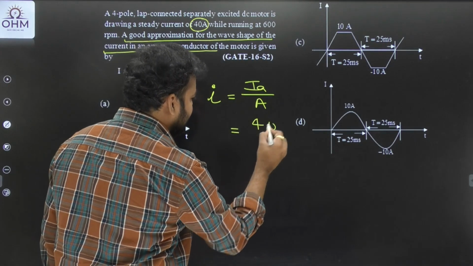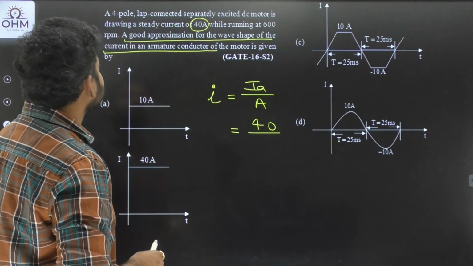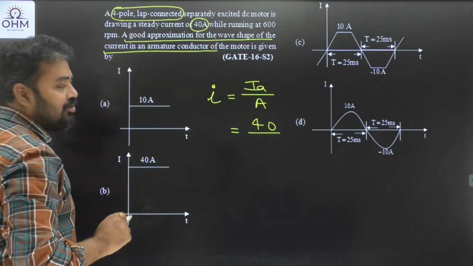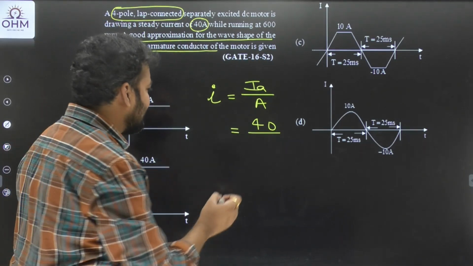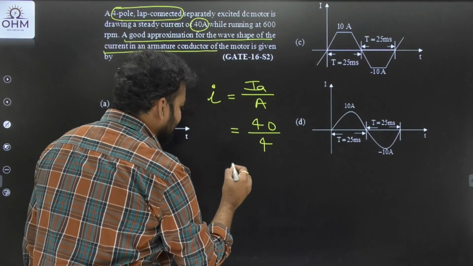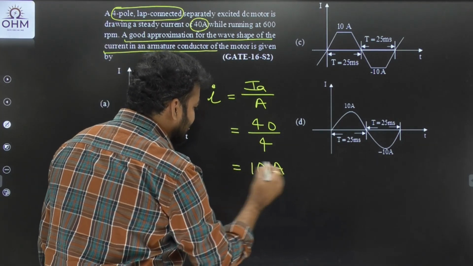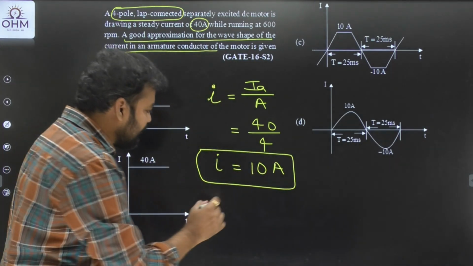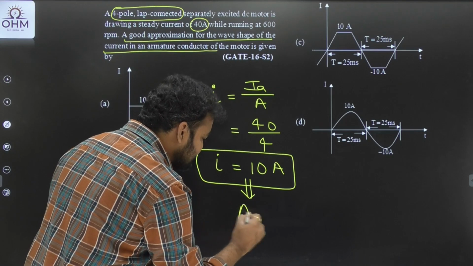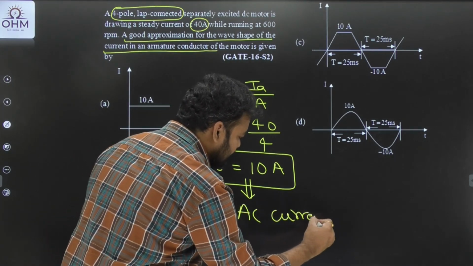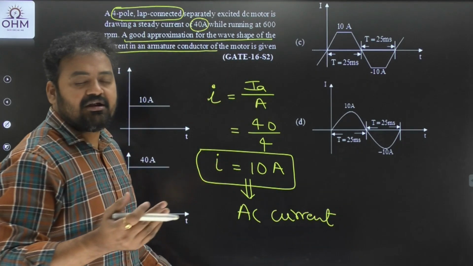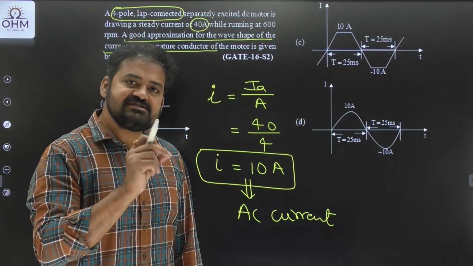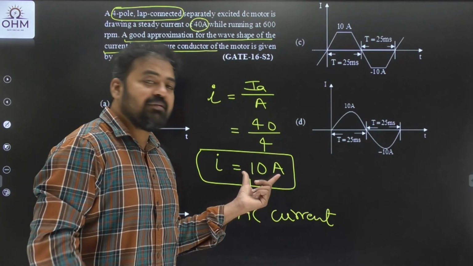That is 40 divided by how many parallel paths? It is a 4-pole lap connected machine. 4-pole lap connection means 4 parallel paths are available. Therefore, the current passing through each parallel path is going to be 10 ampere. Definitely 10 ampere. And most importantly, it is AC current. The output current will be DC current, but inside, the current carried by each armature conductor will be AC current only, of 10 amperes magnitude.